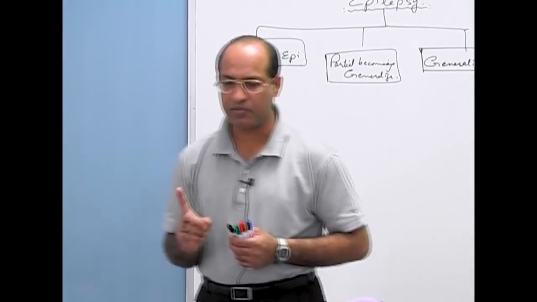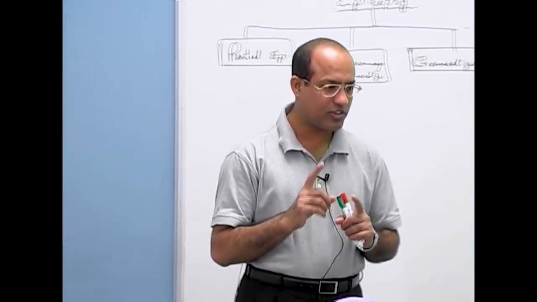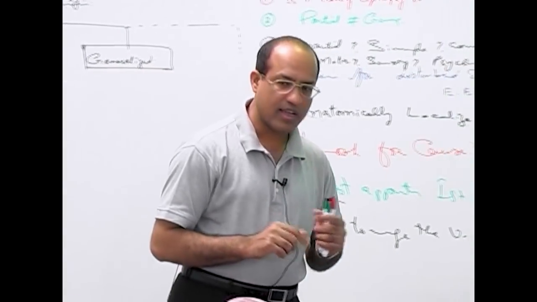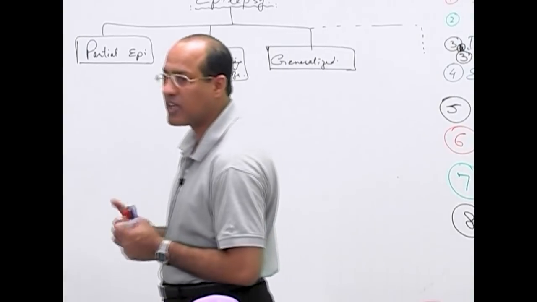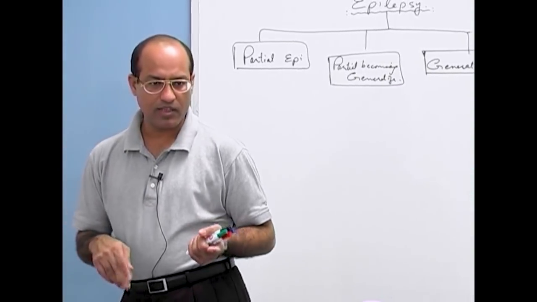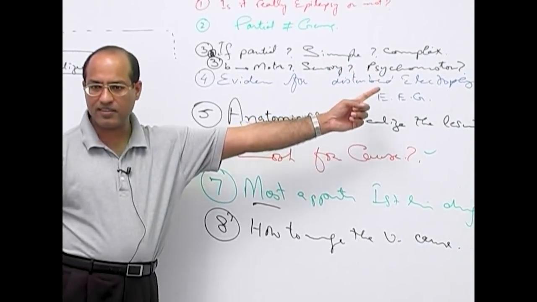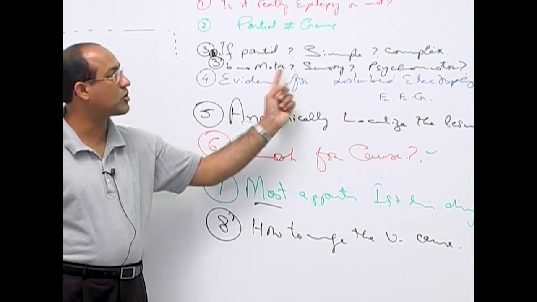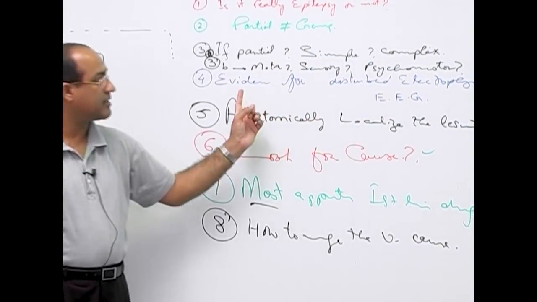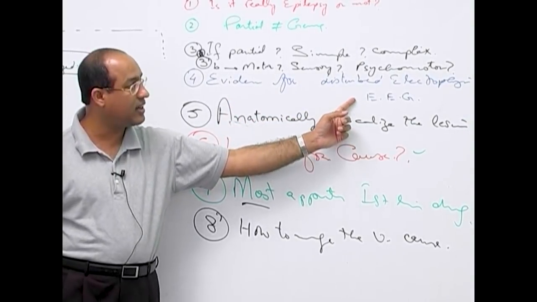If a patient comes with epilepsy, whatever seizure he has, is it a real seizure or a pseudo seizure? And if it is a real seizure, then you have to decide, is it partial or generalized? If it is partial, you have to decide, is it simple or complex? And is it motor, sensory or psychomotor? Then is there any evidence of disturbed electrical activity?